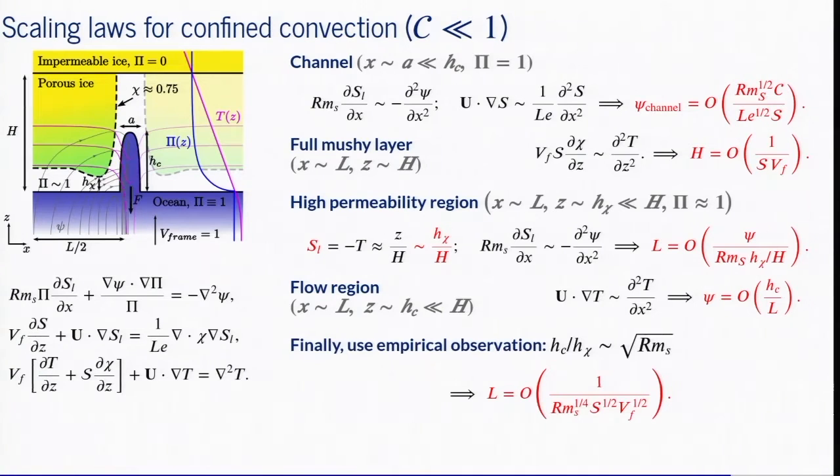And then finally, there's one more ingredient I need, which is something I can't justify a priori. If anyone can see where this comes from, I'd be very grateful, but I can't. We see it in our numerics. But we stick this in, we put it all together, and we find a scale for our convection cell width, which scales like, quite weakly, 1 over Rayleigh number to the quarter. Then there's a Stefan number to the half, and this is our fixed growth rate to the half.